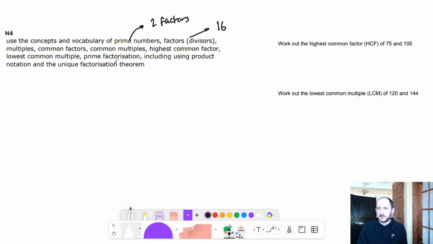So if I gave you the factors of 16, I would say what numbers can divide into 16 with no remainder? Well, 1, 2, 4, 8, and 16, right? Because 16 divided by any of these numbers gives me a whole number. So prime numbers only have 2 factors. So your prime numbers are just going to be 2, 3, 5, 7, 11, 13, going on for a really long time. Now you might notice that 1 isn't a prime number. Why? Because it only has 1 factor, which is 1.